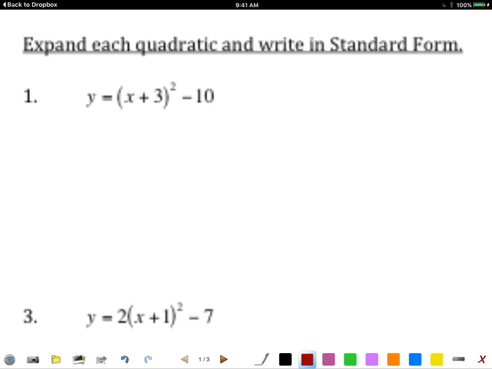Who can tell me what the vertex of number 1 would be just by looking at it? Jonathan? -3, -10 would be the vertex. Okay, very good. So that's in vertex form because we can easily see the vertex.